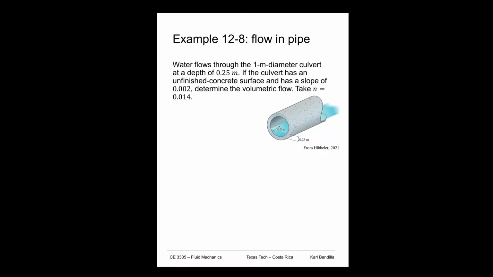This is example 12-8, flow in a pipe. In this case, it's a partially filled pipe, so it's different than if it's a full pipe. We see that water flows in this 1 meter diameter culvert and has a flow depth of 0.25 meters, a quarter of a meter. The culvert has an unfinished concrete surface and a slope of 0.02. We want to get the flow rate. And we're given what the surface roughness coefficient is.